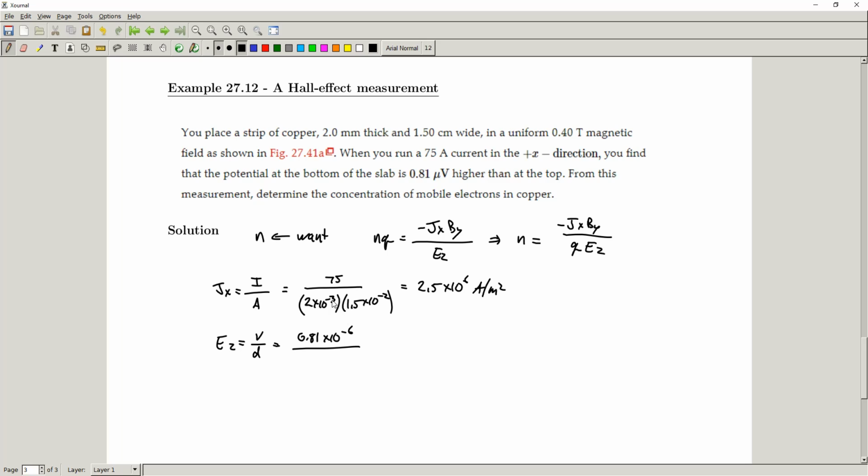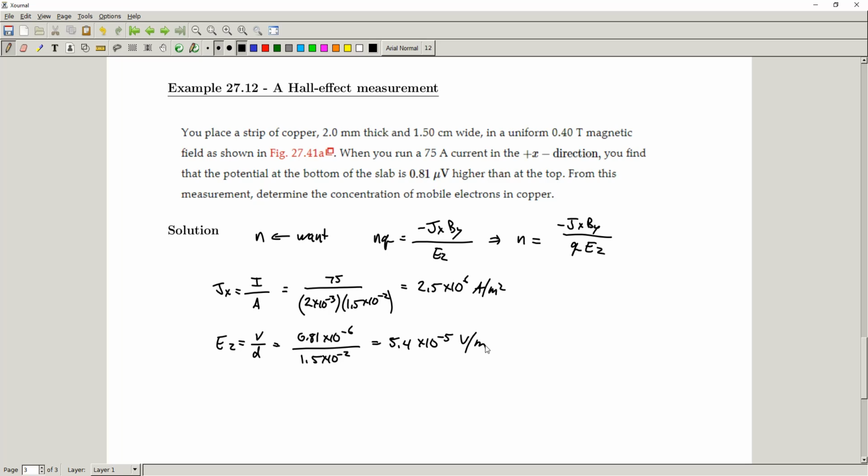And then we have a distance of centimeters across this thing, so we're going to end up with 1.5 times 10 to the minus 2 meters. If you do this calculation, you're going to end up with this value here. What is it? 5.4 times 10 to the minus 5 volts per meter.